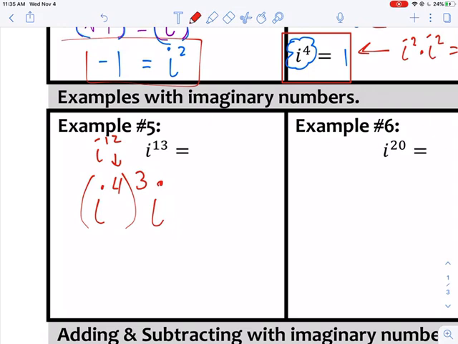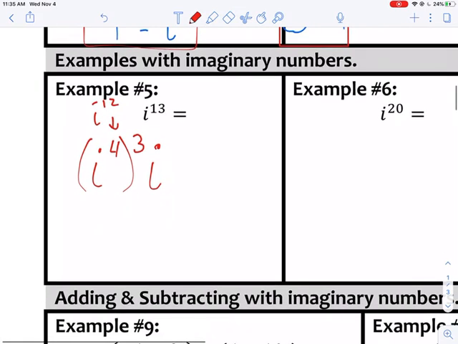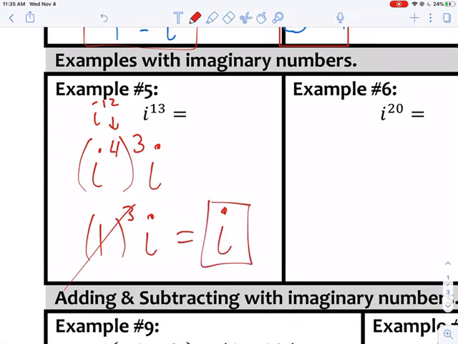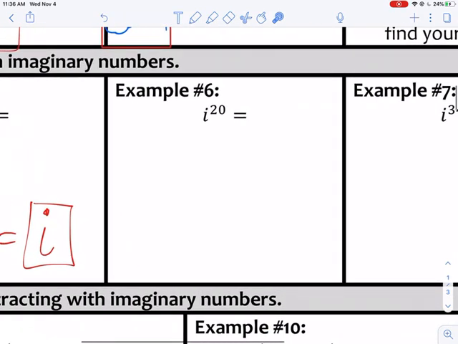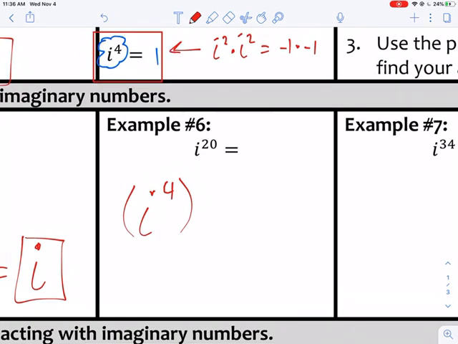So there's my 13th. Well, if i to the 4th is 1, that means we're doing 1 to the 3rd power times i. Well, what's 1 to the 3rd power? 1. So really, 1 times i is just simply i. So you want to find 4th powers, how many times it goes in, and you can just get rid of it. So on this one, I'm going to say i to the fourth power. I'm always using that fourth power, and that's special because it's equal to 1.